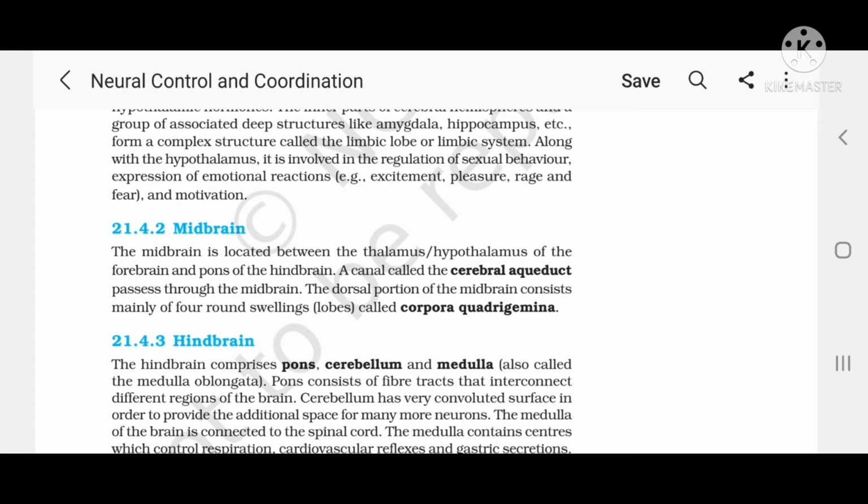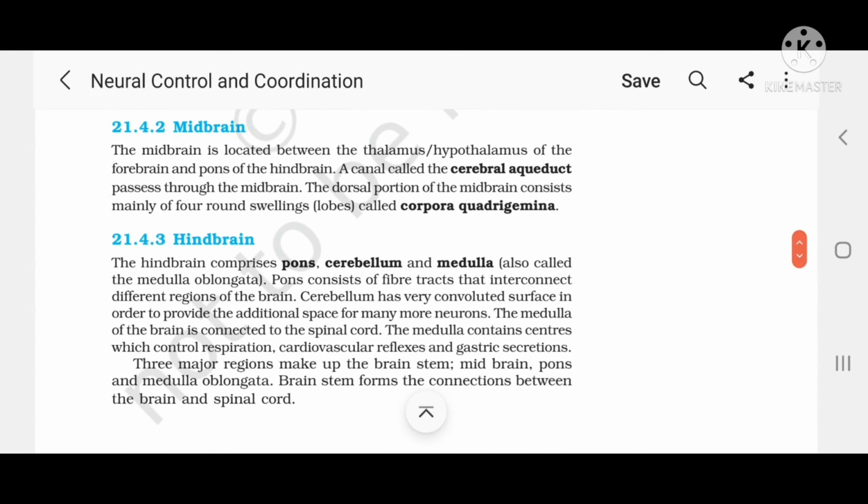21.4.2 Midbrain. The midbrain is located between the thalamus or hypothalamus of the forebrain and pons of the hindbrain. A canal called cerebral aqueduct passes through the midbrain. The dorsal portion of the midbrain consists mainly of four round swellings (lobes) called corpora quadrigemina.